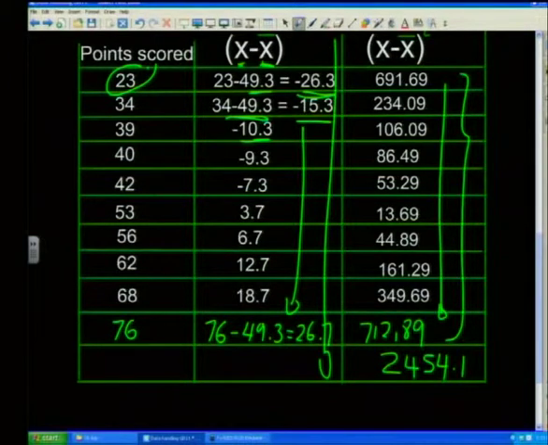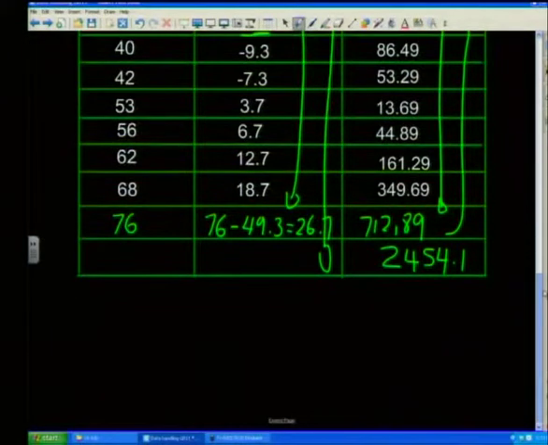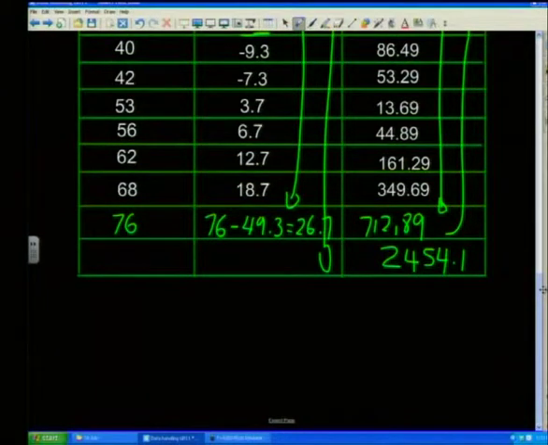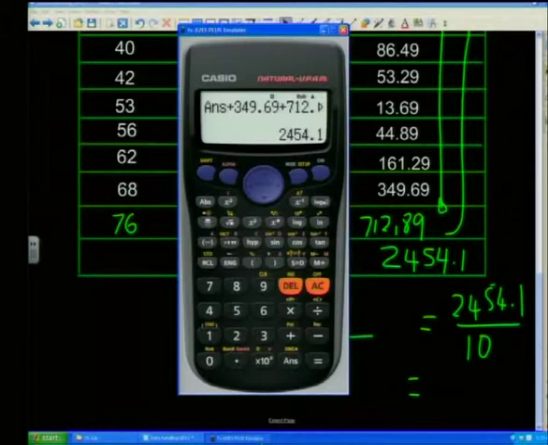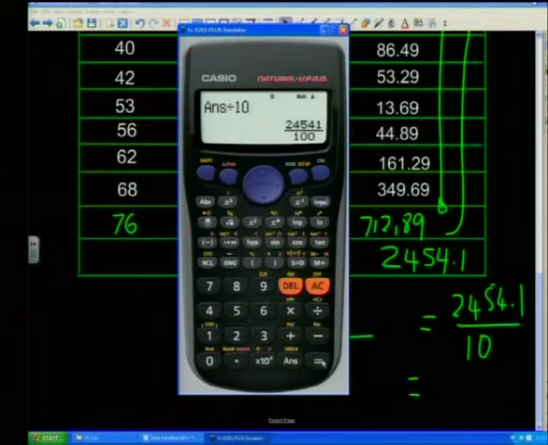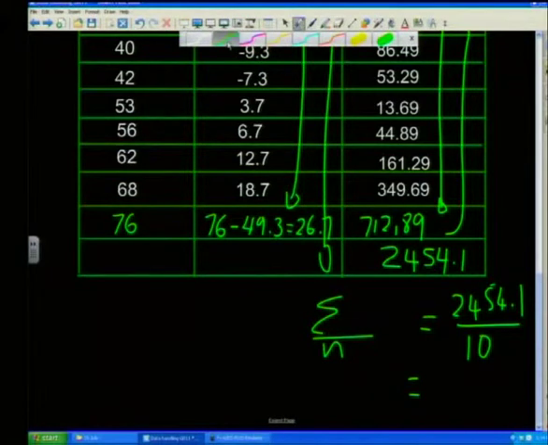2454.1. And then to find the variance, we're going to have to divide that. Remember what our formula said? It's going to be the sum of all of those values squared divided by n. So it's going to be 2454.1 divided by n, which was 10. We call up our calculator again, the value is still there, and we just divide by 10. And we get an answer of 245.41.